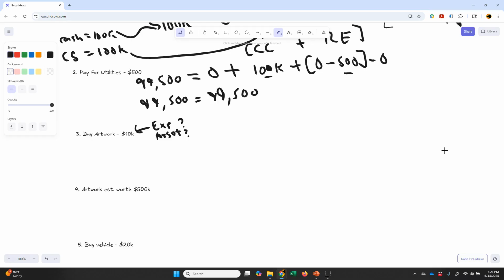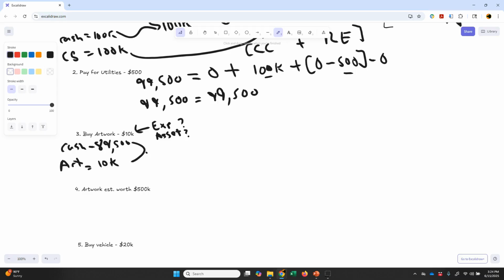It's something that we own. It's not like a one-time expense that's just gone. That art has some value, and we're going to potentially have a future benefit from it. So we're going to hold it as an asset, so it's going to go on the left side of the equation. This is why we have accounts, because cash is going to go down 10,000, so it's going to be 89,500. But now we have this other asset called art, which is worth 10,000.